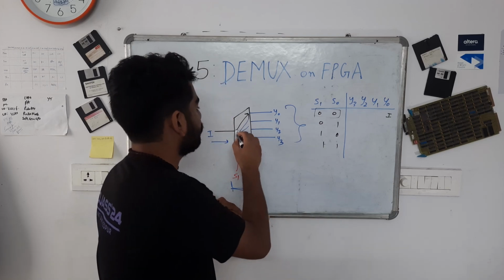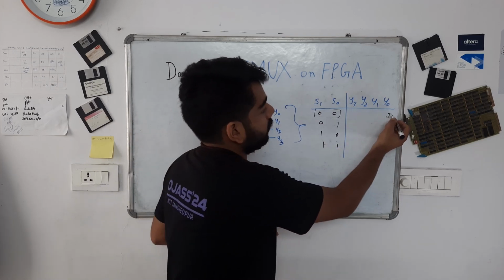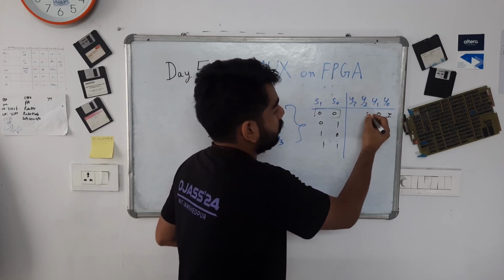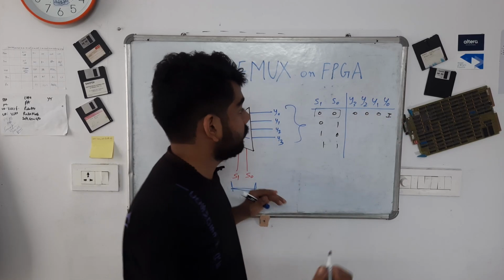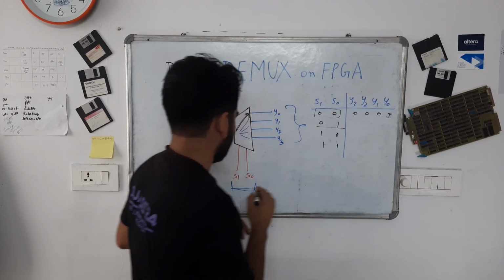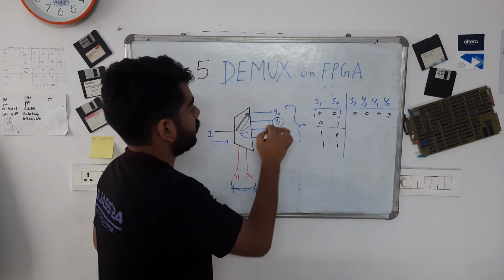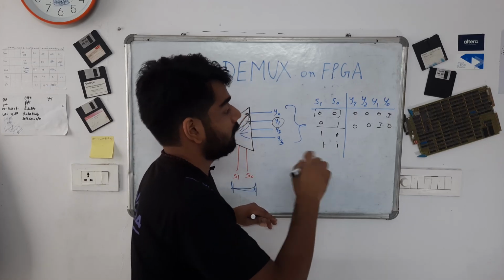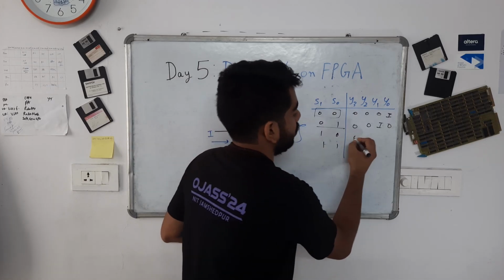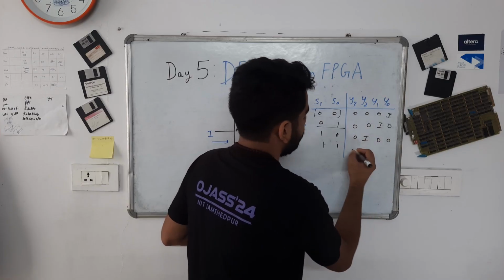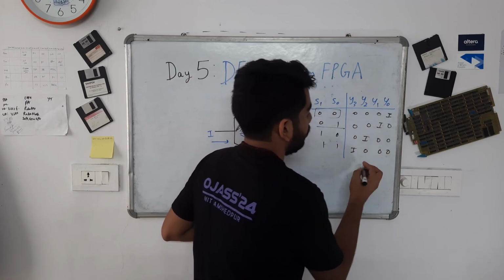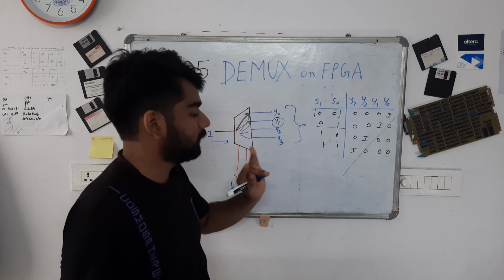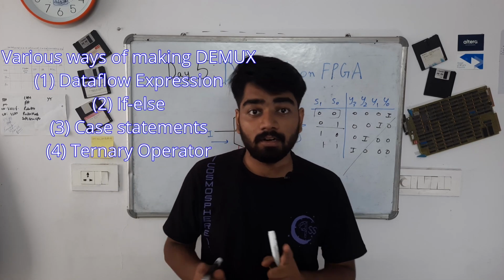So here also the input is routed to the output, y0 will have the input, and all the rest will be 0. Similarly, if I have 0 1 selected, the input will be routed to y1, and all the rest will be 0. Similarly here and here. So as you can see, it will be routed to the output like this. Now we will write the Verilog code for this.